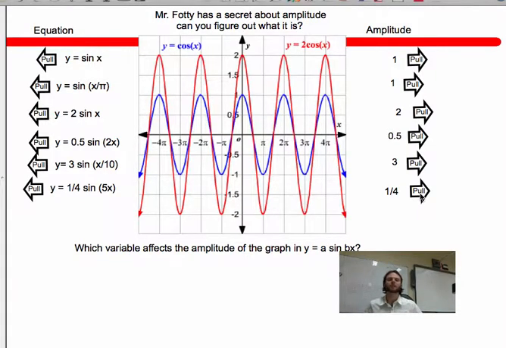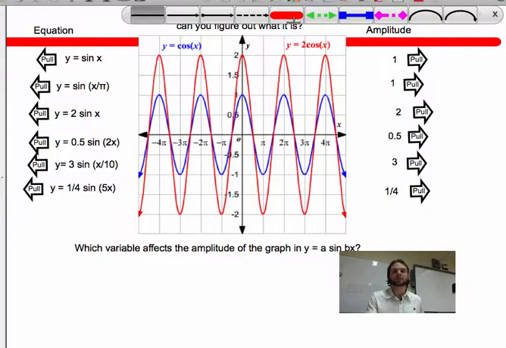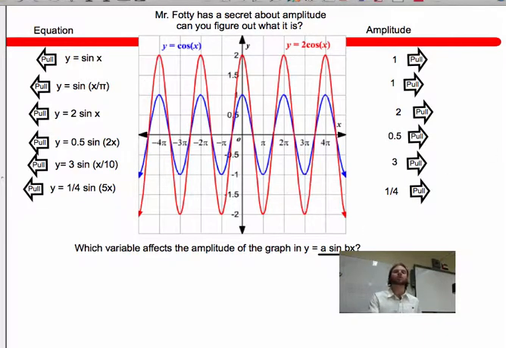So now, can you figure out which variable in the equation, y is equal to a sine bx, relates to amplitude? I wonder if you could figure it out. Which variable there relates to amplitude, and how does it relate to amplitude?